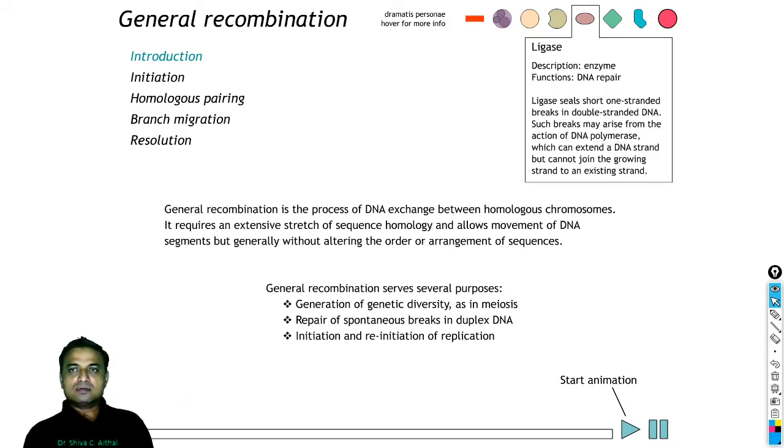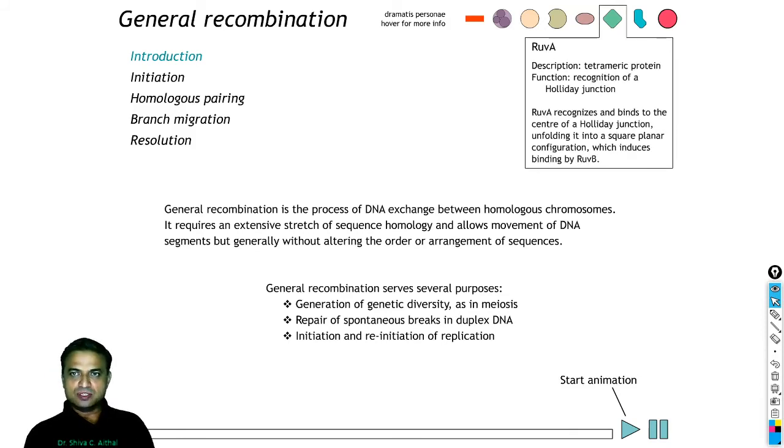The next is the very popular pasting enzyme which you know very well, ligase, whose function time and again we have seen in detail. So I will be very short here to tell that this is used in repair. It seals the short single-stranded DNA breaks which are there in the double-stranded broken DNA. Such breaks may arise from the action of DNA polymerases itself, and when it extends a DNA strand, it doesn't join the DNA strand. Joining is done by DNA ligase. That is the introduction of phosphate groups between two nitrogen bases.